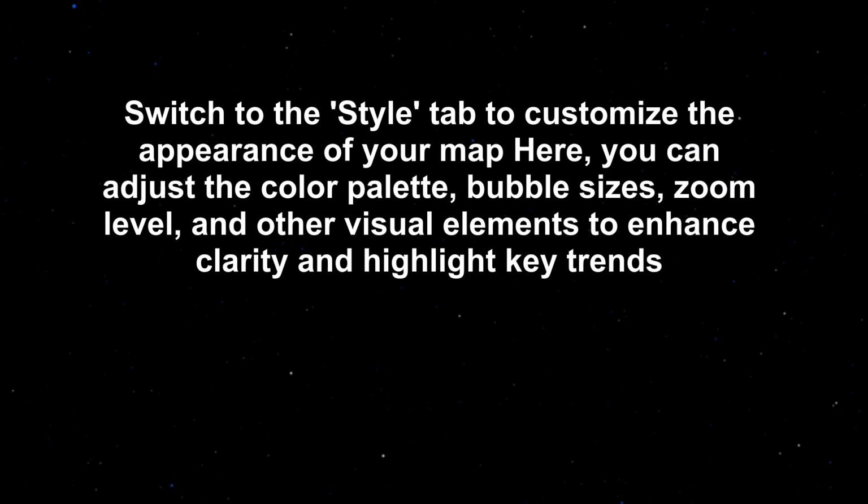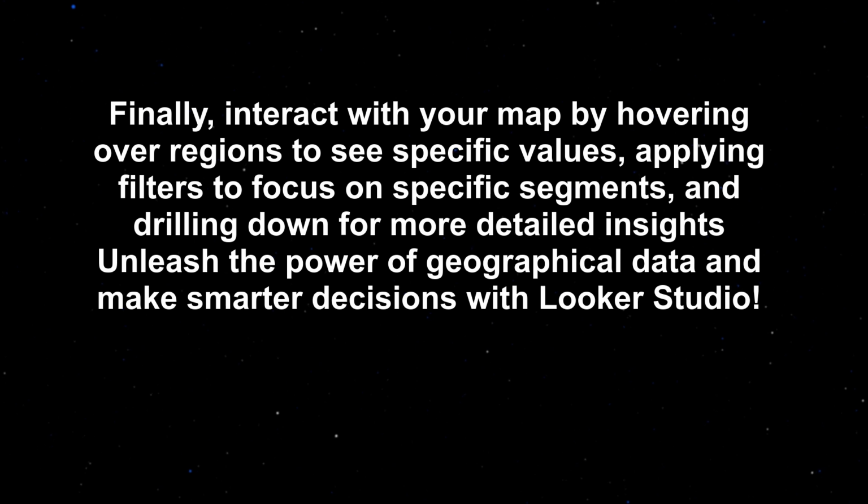Switch to the Style tab to customize the appearance of your map. Here, you can adjust the color palette, bubble sizes, zoom level, and other visual elements to enhance clarity and highlight key trends. Finally, interact with your map by hovering over regions to see specific values, applying filters to focus on specific segments, and drilling down for more detailed insights.